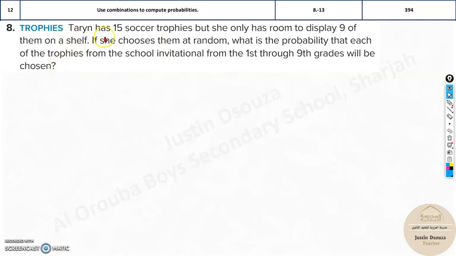First of all, Tareen has 15 soccer trophies, but she only has room to display 9 of them on a shelf. If she chooses them at random, what is the probability that each of the trophies from the school invitational from first through ninth grade will be chosen? So now there are a total of 15 trophies. That is n. What is your total number? That is always n. What is the selection? Selection is 9. That is r.